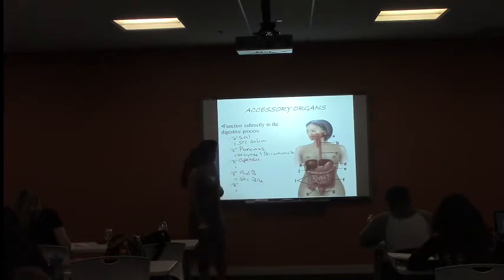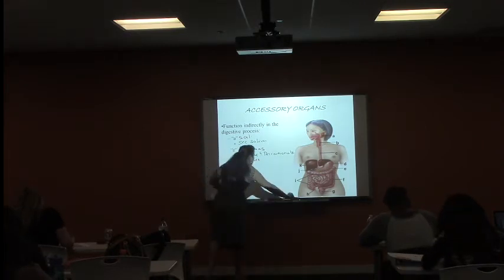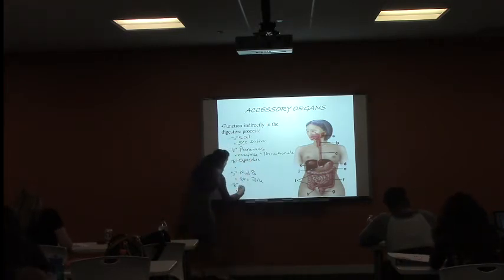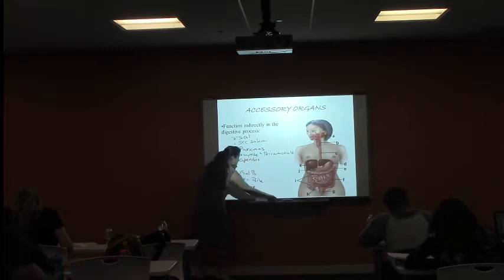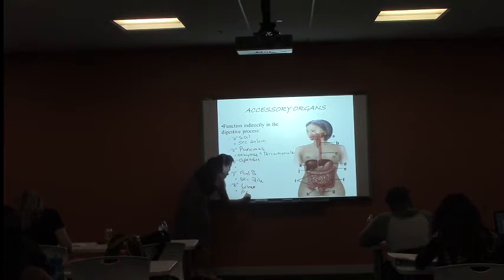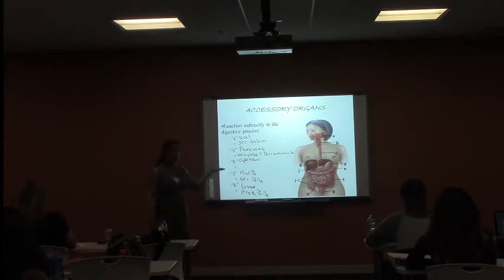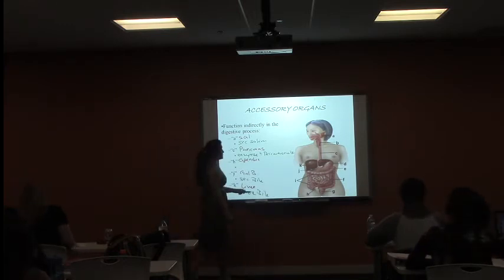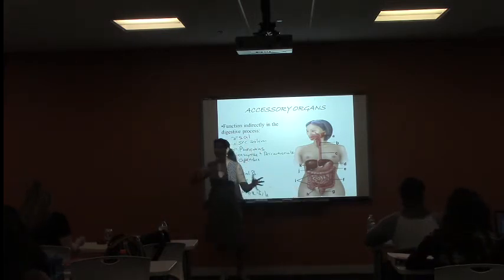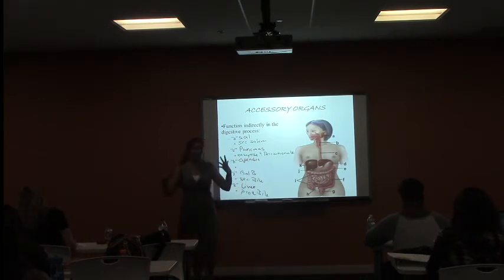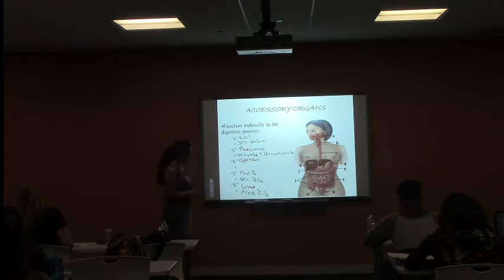K is the liver. It produces bile. It has multiple other functions, which there's another slide that will list, but right now I'm just writing one. So now these are the accessories, because food actually doesn't go to them. They just produce products which help the digestion process.